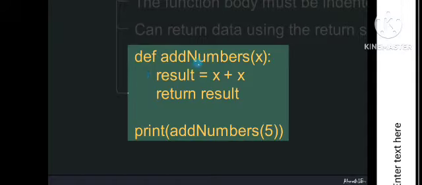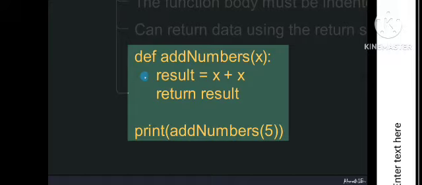You can see this is a function called add numbers, and it has a single parameter called x in between the parentheses of the function. The first line here is the function header, and we define the function using the def keyword as you can see here. And you can see there is an indentation before the body of the function to make Python recognize the body of the function.